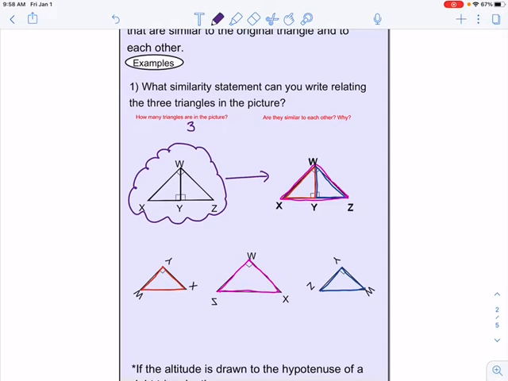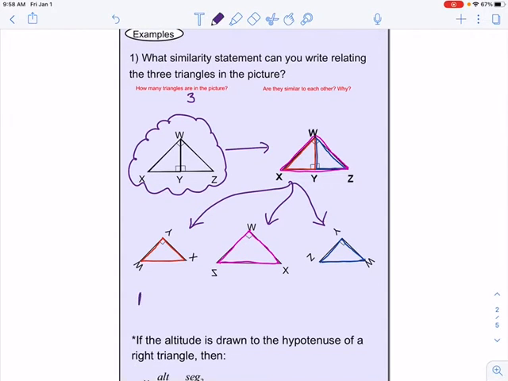Yes, they're similar to each other because they share two angles. Each triangle is going to share two angles, so they're similar by angle. Going from that picture on the right, I pulled them apart to get my three individual triangles. If I want to write a similarity statement about these triangles, I'm going to say that triangle WYX is similar to triangle ZWX, which is similar to triangle ZYW.